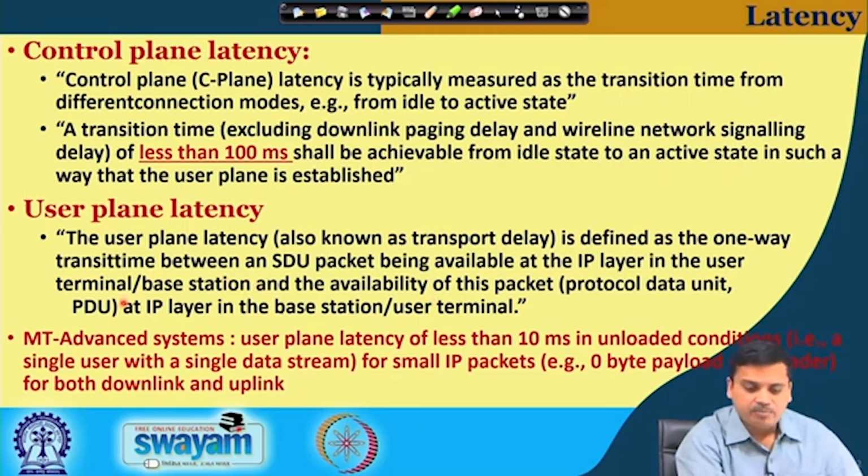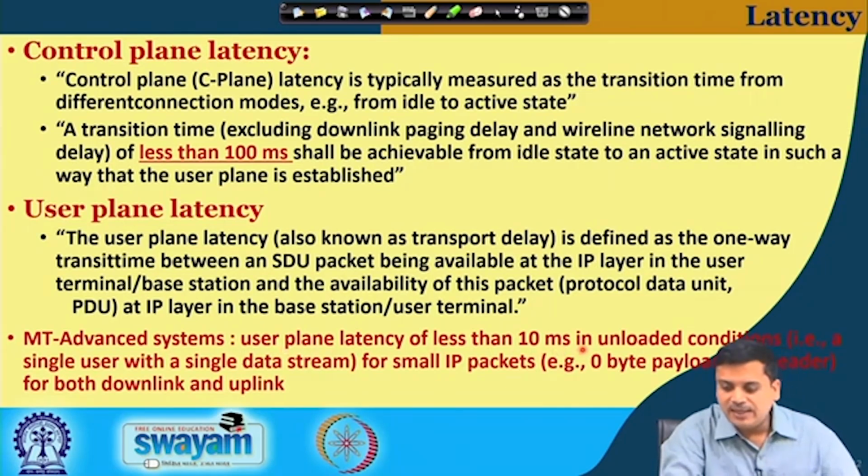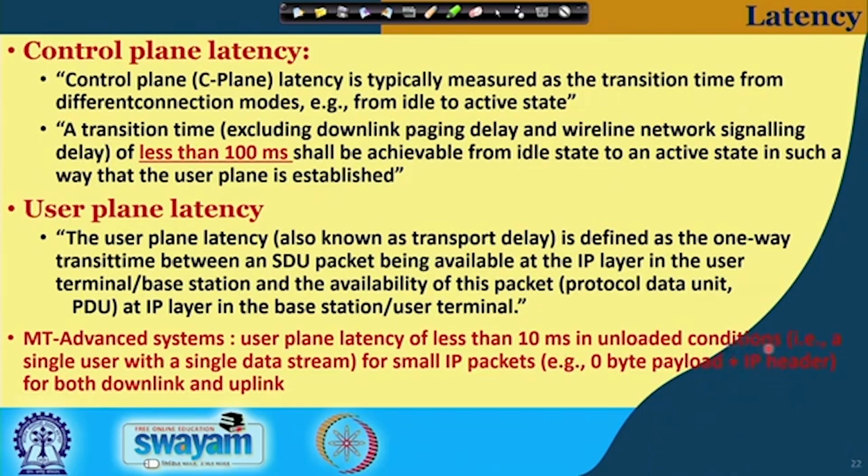That means, in the uplink direction, the packet from the IP layer of the user to the IP layer of the base station, and in the reverse direction, from the IP layer of the base station to the IP layer of the user terminal. So, this is defined as the user plane latency. In IMT-Advanced systems, the user plane latency of less than 10 milliseconds in unloaded conditions is the target. Unloaded condition means a single user with a single data stream for small IP packets like 0 byte payload and so on and so forth.